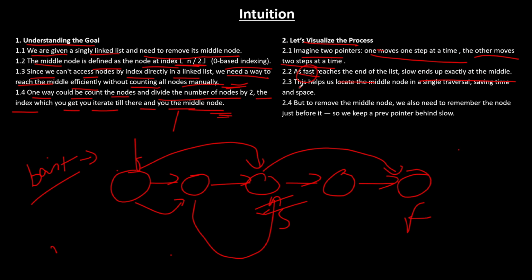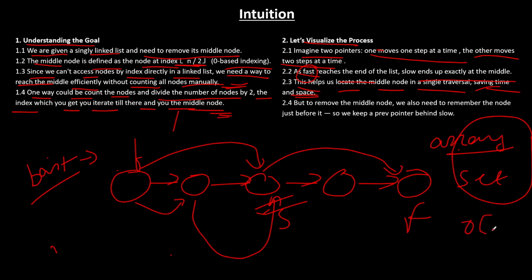Fine. So this helps us locate the middle node in a single traversal, saving time and space both. So we are saving the space also. If you have thought of using any data structure such as an array to store the values, or a set, whatever you have thought, you have saved this space also, right? And the iterations which you would do multiple times, you have saved that also, right?